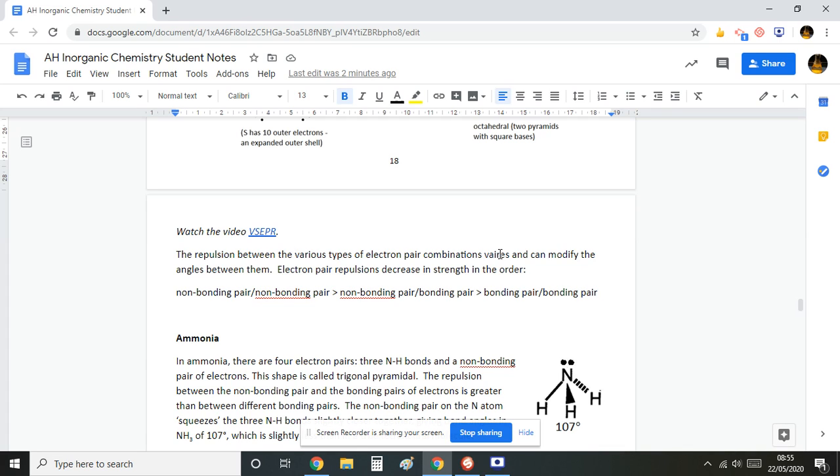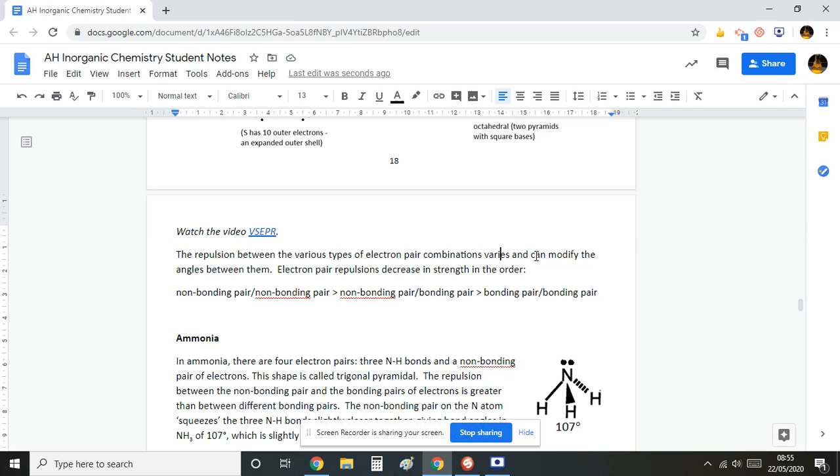And the repulsion, I'm just going to correct that spelling. The repulsion between the various types of electron pair combinations varies and changes, and it can change the angles in between them. So we had the basic angles, the ones that are given in your notes. For linear, it was 180, trigonal planar was 120, tetrahedral 109.5, the trigonal bipyramidal was 120 and 90 degrees. There were 2 angles in that one, and 90 degrees in the octahedral.